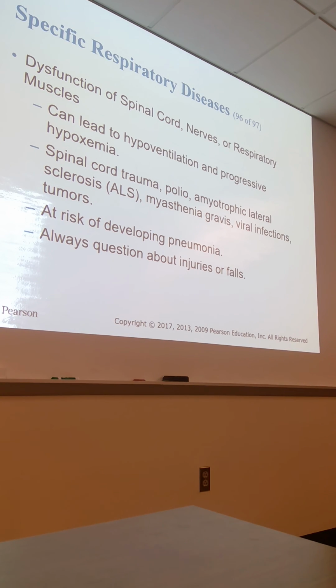Spinal cord or respiratory muscles, things like ALS, myasthenia gravis, anything that affects your muscles affects your ability to generate negative intrathoracic pressure. And so if you can't generate negative intrathoracic pressure, you can't breathe, and you can't get venous return, and you can't live for long without help. So you're the help. Right?